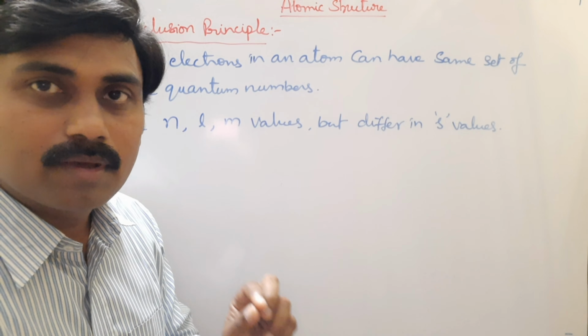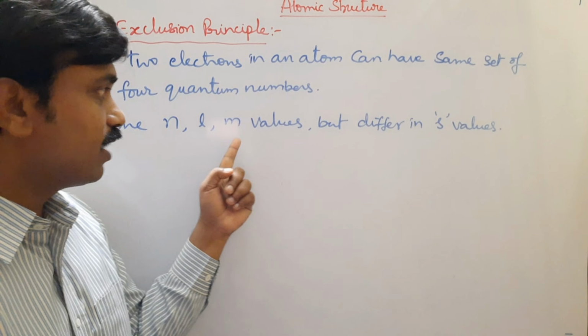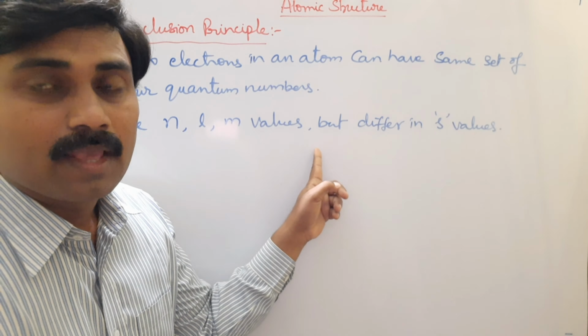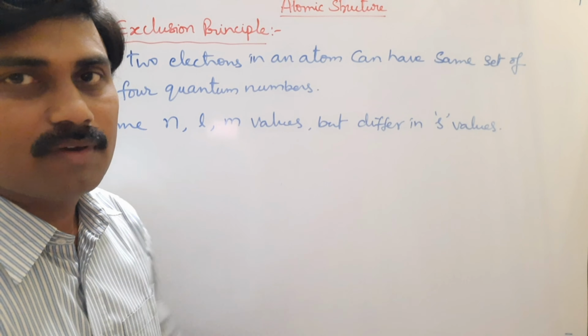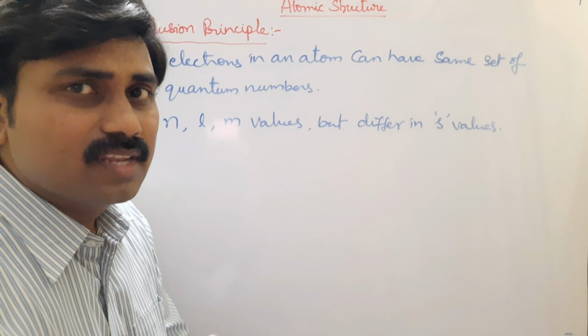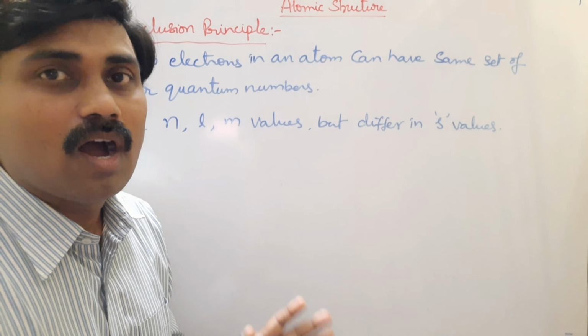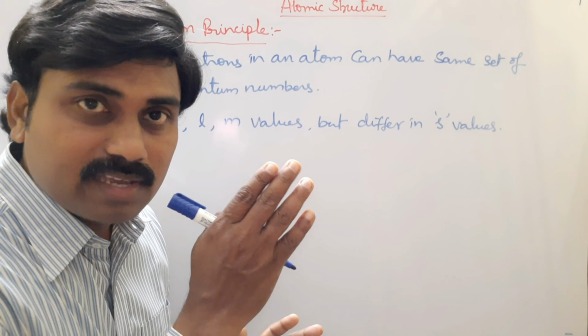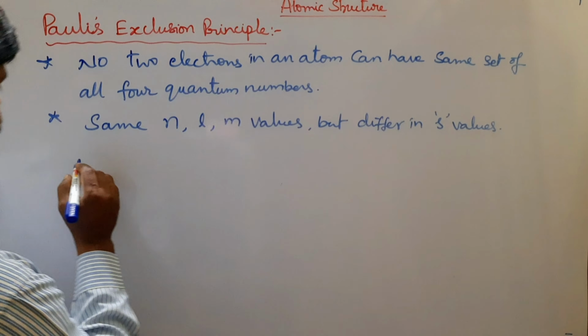Suppose an atomic orbital has two electrons with the same principal quantum number, azimuthal quantum number and magnetic quantum number values, but they differ. These two electrons can differ in spin quantum number values, because the two electrons in an atomic orbital have one electron with upward spin, that is clockwise spin +1/2, and the second electron will definitely have downward spin, that is anticlockwise spin, minus 1/2. Look at an example.